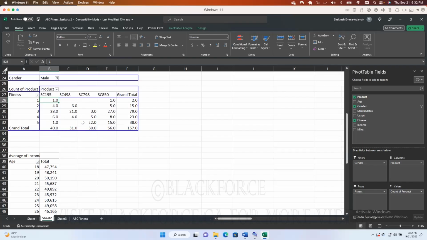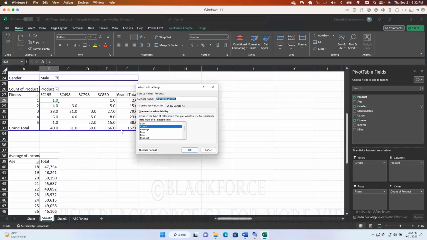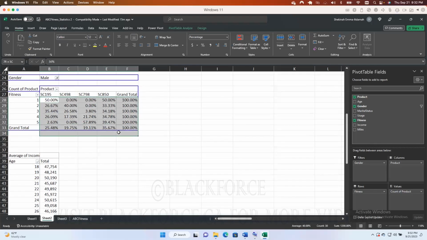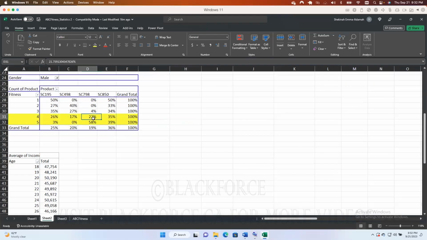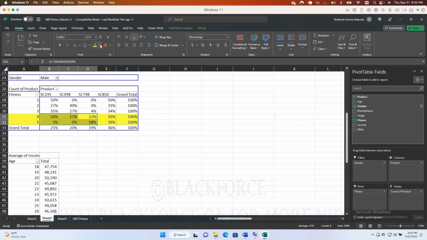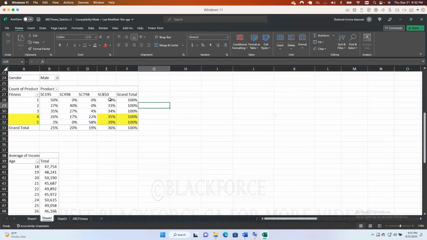Right, so let's do a percentage across, percentage of the row. You see what I'm trying to do is to see what product is popular among the very fit people, right? So as a percentage of row total. So here we can immediately see that among the very fit people, which is 4 and 5, right? So the SC850 is very popular among people that are very fit.